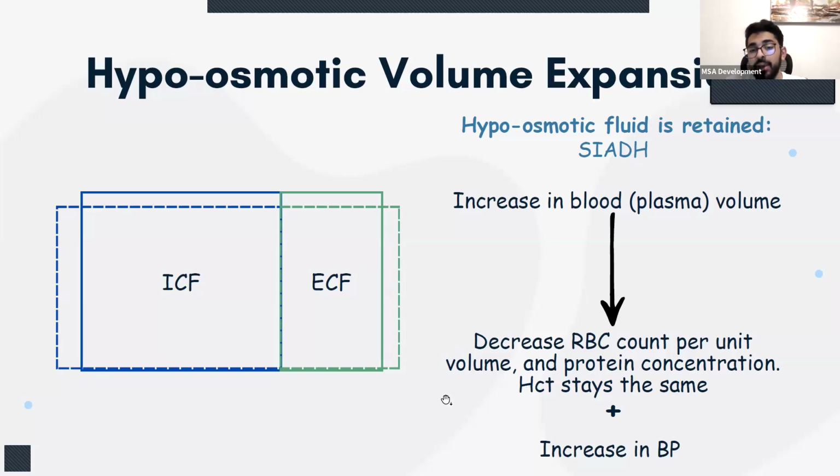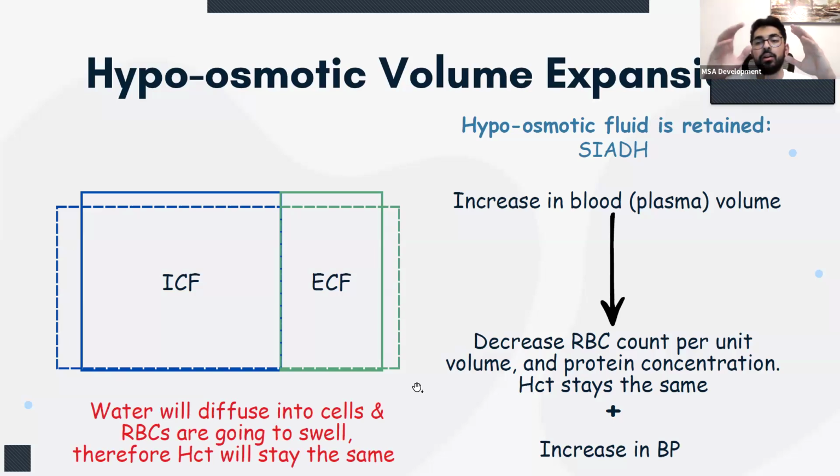Why is that going to happen? It is meant to decrease in this case, right? But because the cells are swollen, they are larger, it will appear as if the hematocrit is normal, okay? And that's why in hypoosmotic volume expansion, we're going to have a normal hematocrit, although it should appear lower, okay? Also, you're going to have an increase in fluid pressure.